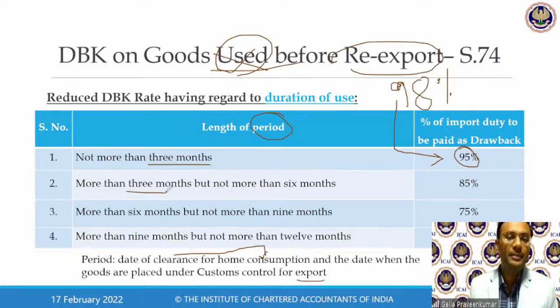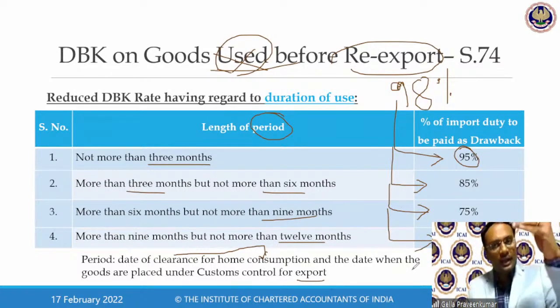If it is more than 3 months but not 6 months, then this 95 gets reduced to 85. If it is more than 6 months but not more than 9 months, then it gets reduced to 75%. If it is more than 9 months but not 12 months, then it further gets reduced to 70%. So this is how I get a reduced drawback.